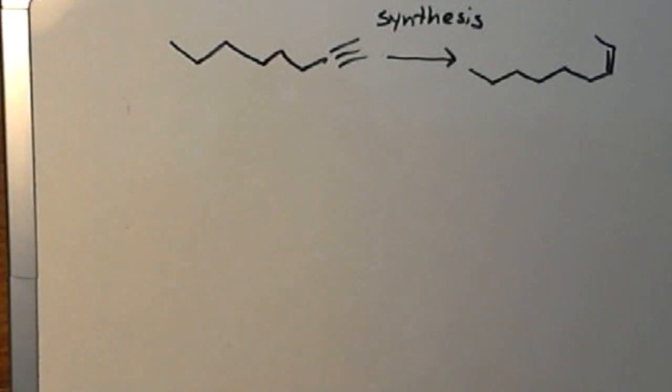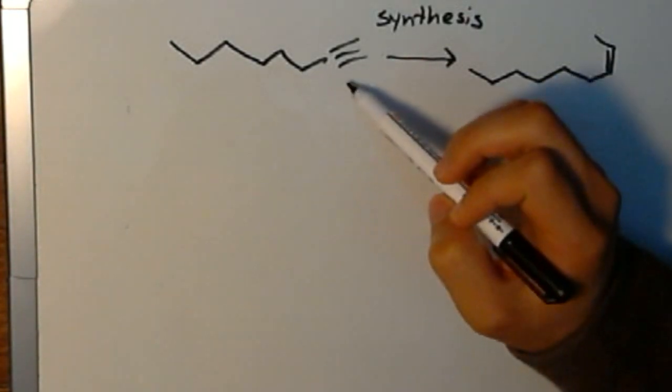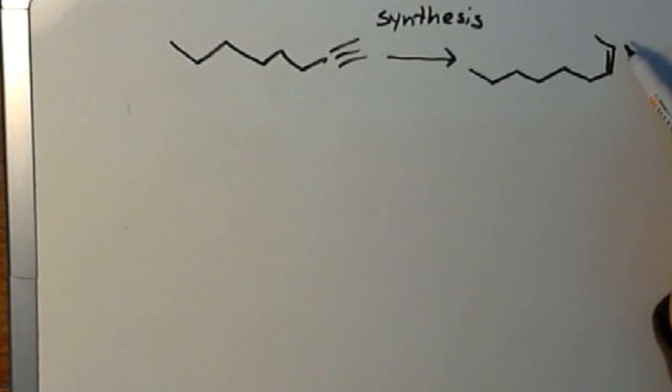Hi, so today we are doing an alkyne problem for OrgoChemSimplified. And what we are doing is a synthesis problem. And we're asked, how do we go from this compound to this compound using any reagents we want?